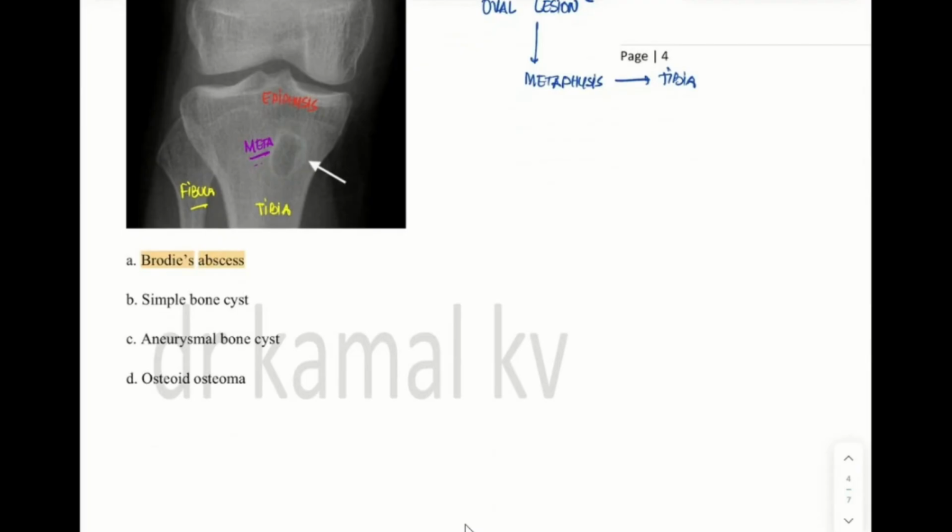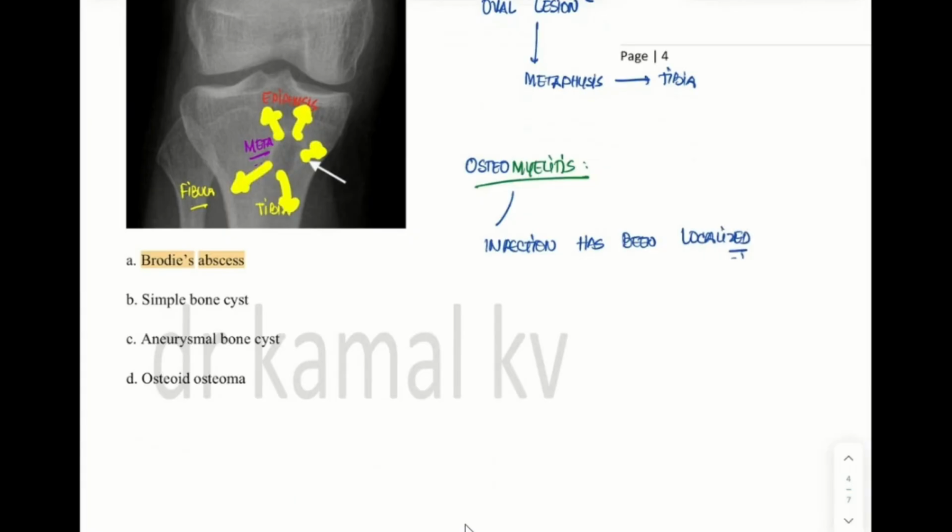It is a form of osteomyelitis where the infection has been localized. Clear? So the infection has been localized. This will make sure that the infection does not spread further. It is localized to one part of the bone. So this is Brodie's abscess, related to osteomyelitis.